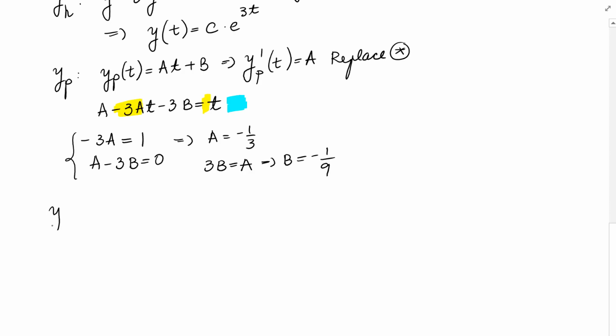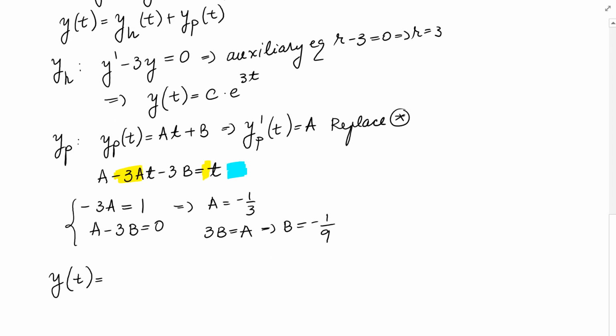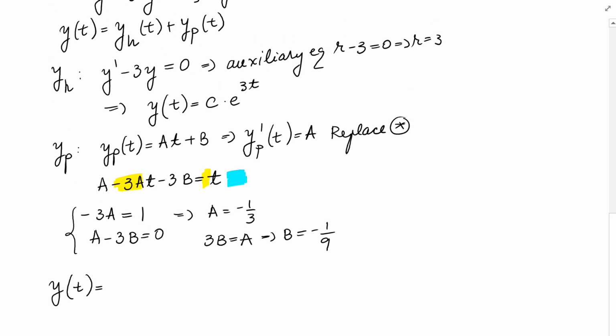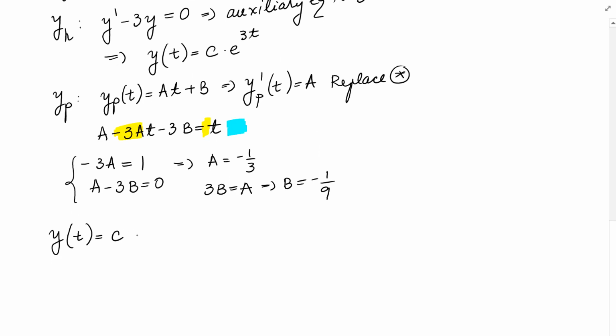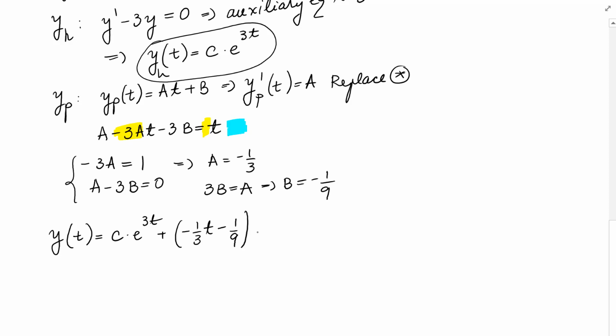So having this information, y of t is going to be the general solution, which we see is c times e to 3t. This is the homogeneous solution. And then plus negative 1 over 3t minus 1 over 9, which is the particular solution.